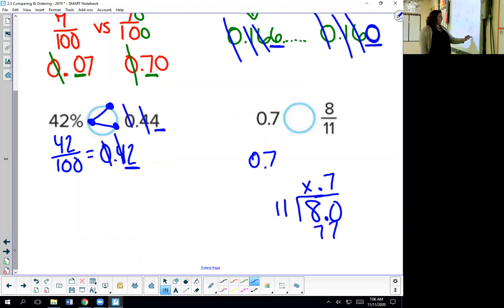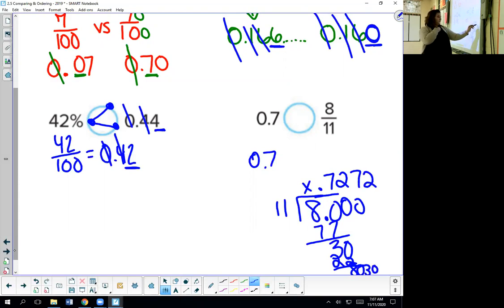That's 7, which is 77. Gives you 3 left over. Add a 0, bring it down. 2, which gives me 22. Gives me 8. Add a 0, bring it down, gives me 7. Then that would give me 30. And this would be 727272. So this one is 0.72, but both of those digits repeat. By the way, if it's anything out of 11, it'll have 2 digits repeating. Little trick there. 9s only have 1, 11s have 2. Weird, but that's how it works.